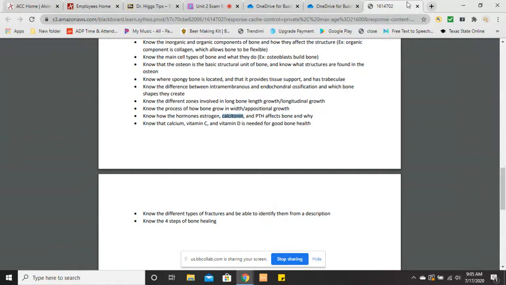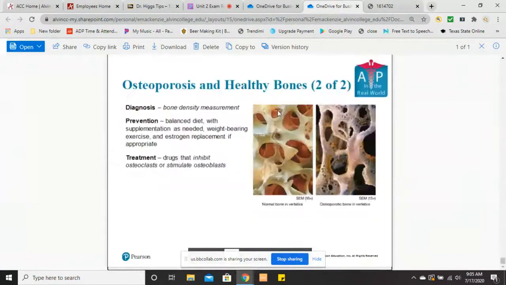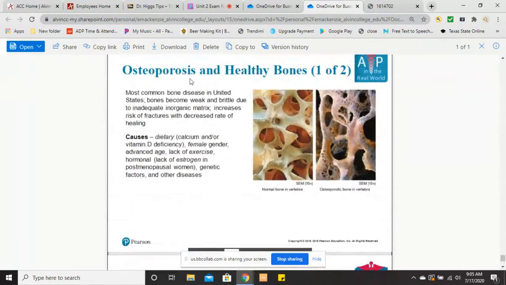And it does one more thing. Estrogen even inhibits osteoclasts. That's why you see problems occur in females when they get older. Older females are at higher risk of things like osteoporosis. Why? Well, for one, when you get older as a female, you hit menopause.